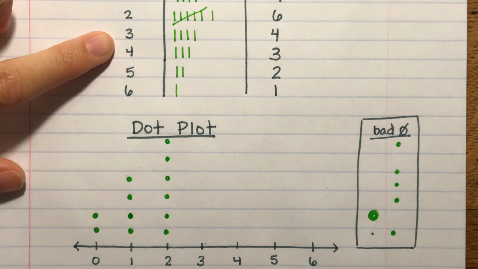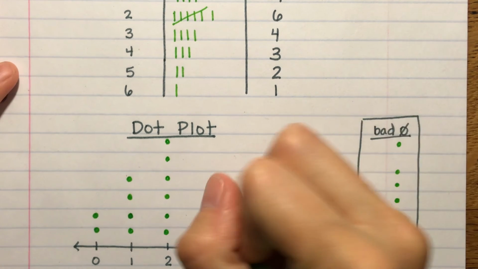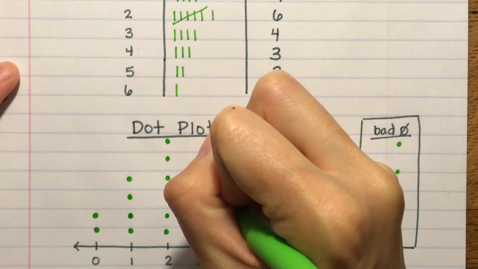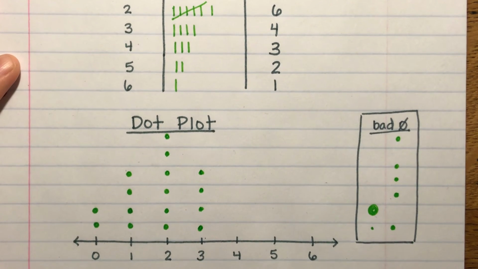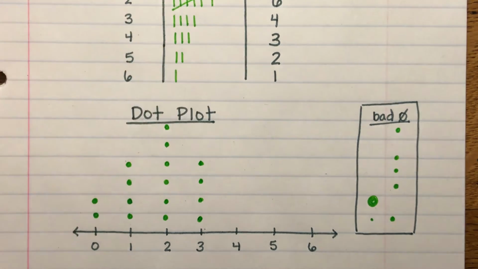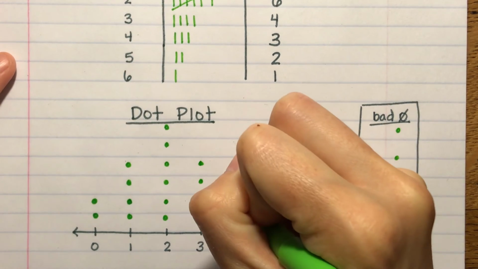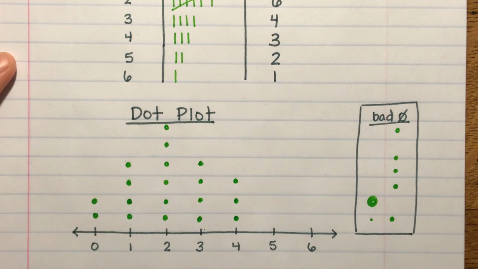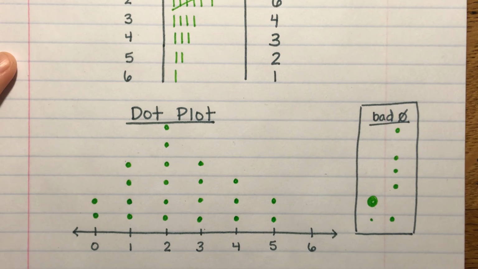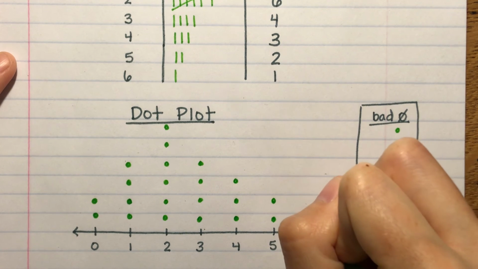All right, now I've got the number 3. I see that there are 4 of those. So again, equally sized and spaced. Number 4, I see that I have 3 number 4s. Number 5s, I've got 2 of them. And the number 6, I've got 1.